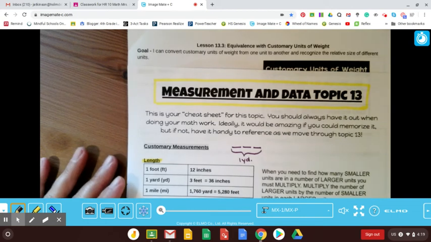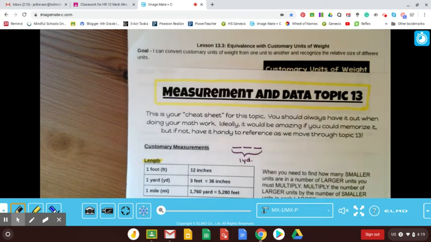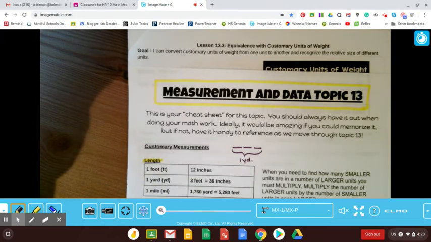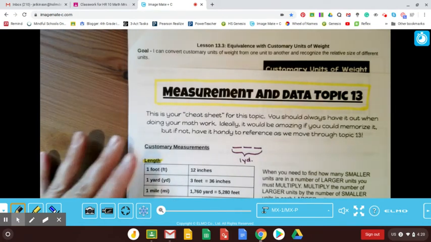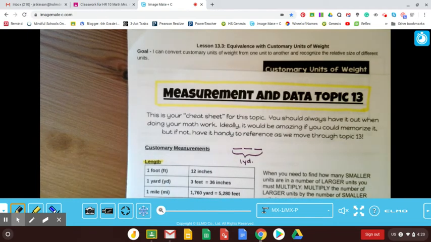Everyone, it's Mrs. Atkinson, and today we are going to be focusing on lesson 13.3, which talks about customary units of weight. So, weight is how heavy something is.